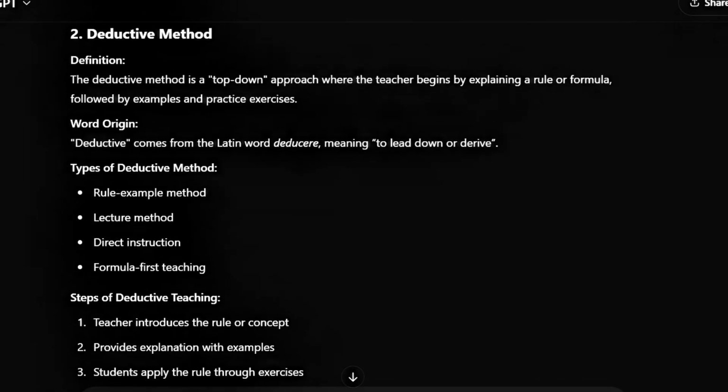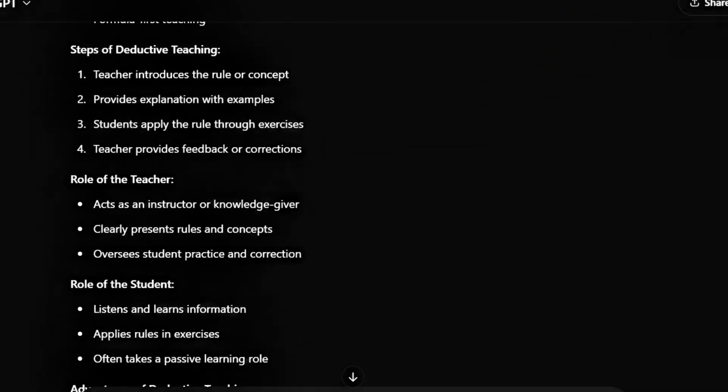Steps of deductive teaching. 1. Teacher introduces the rule or concept. 2. Provides explanation with examples. 3. Students apply the rule through exercises. 4. Teacher provides feedback or corrections.